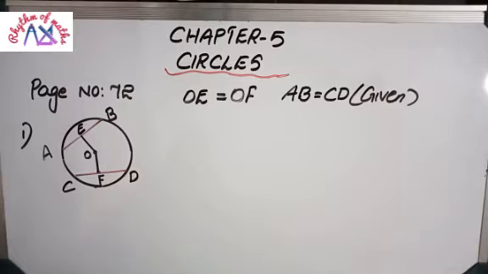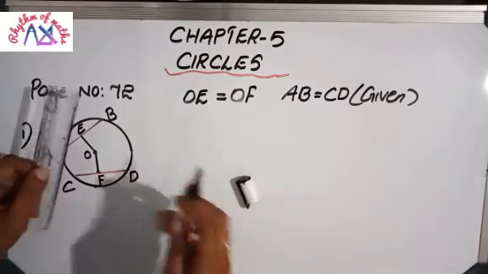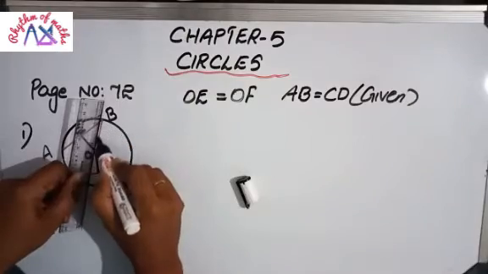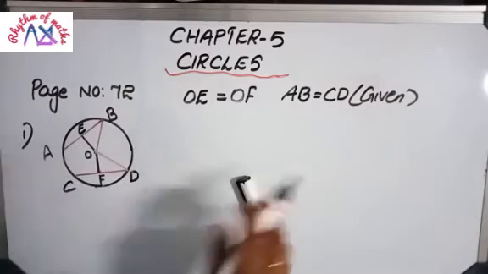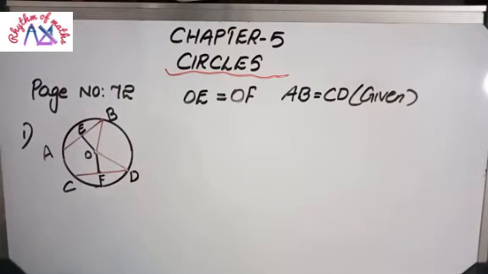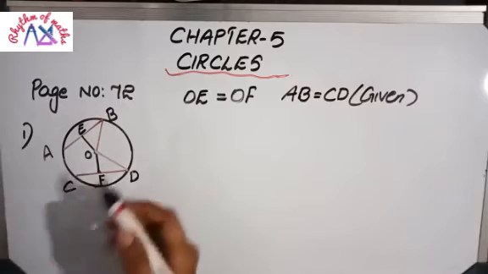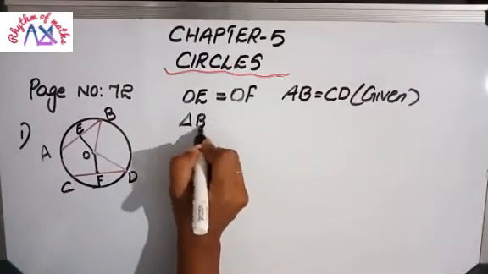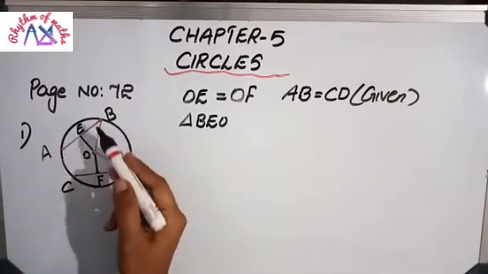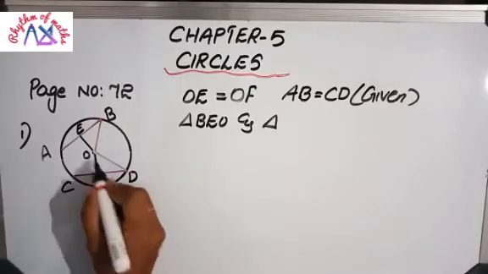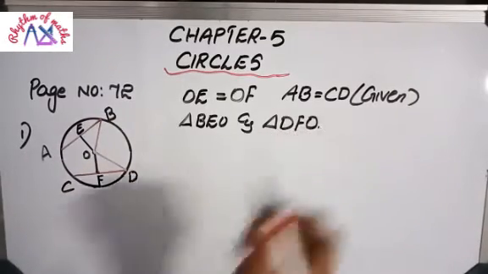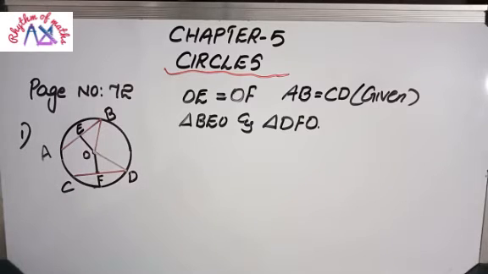So here also we are using the equal triangle concept. For that, let's draw two triangles here. Let's join B to O and O to D. So here we have two triangles. Let's consider triangle BEO, first triangle, and second triangle DFO. Now let's check which are the equal sides here.